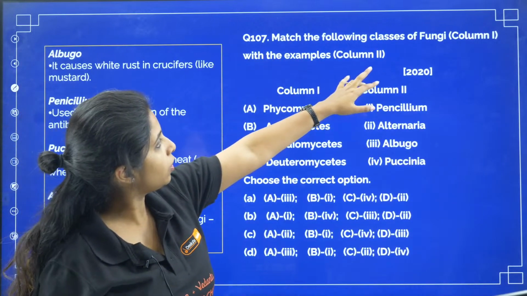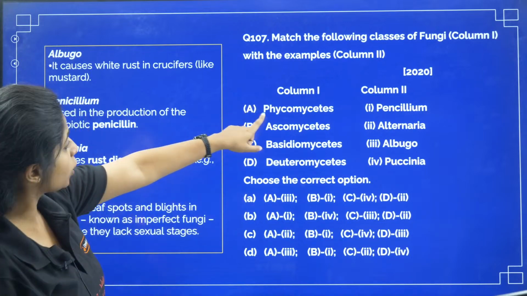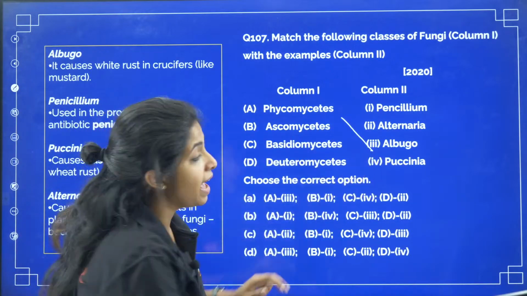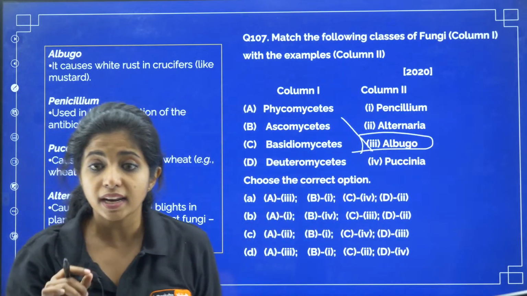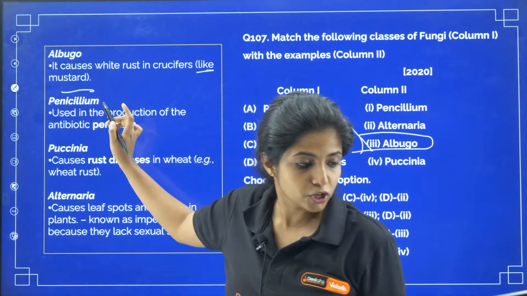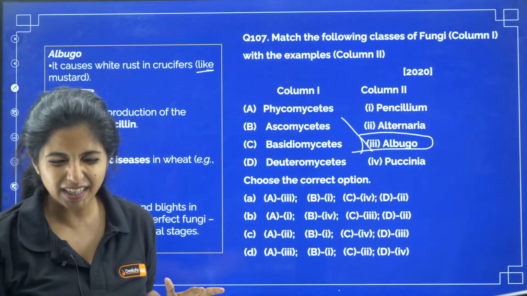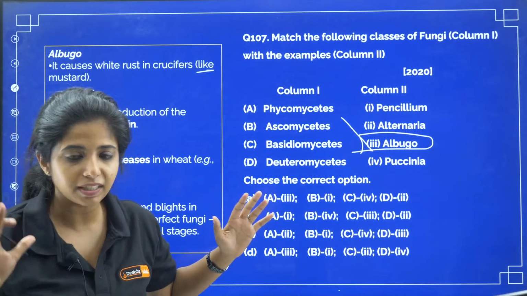Next, match the following classes of fungi with the examples. So over here you have the examples. Phycomycetes, my dear children, will go with Albugo. Albugo, always remember, is the one that causes white rust in crucifers like mustard. You might be asked this question. Albugo is what, my dear children? It is a parasite.